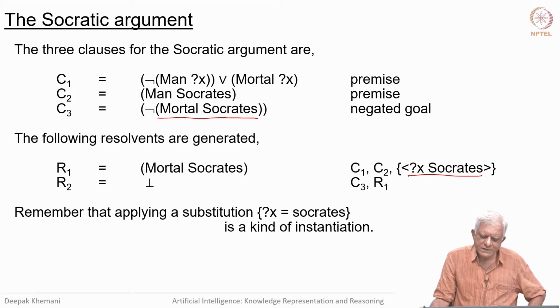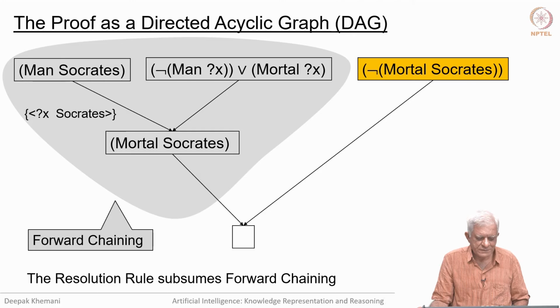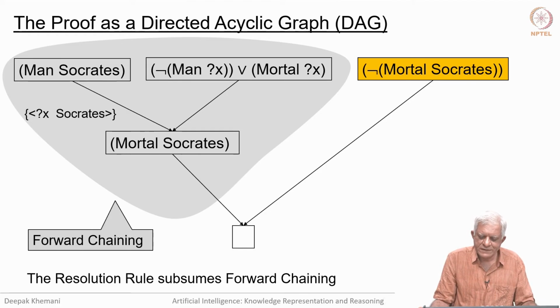When we started with first order logic, we said that we have the rule of universal instantiation, and you can see that this substitution is in a way like doing instantiation. We are replacing the variable in the formula with a constant in this case.